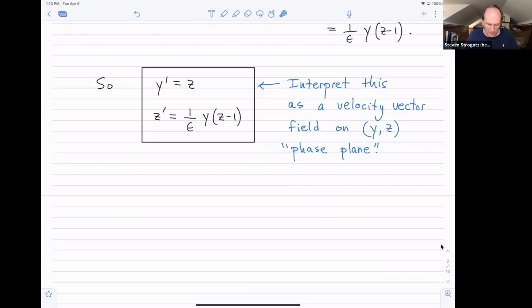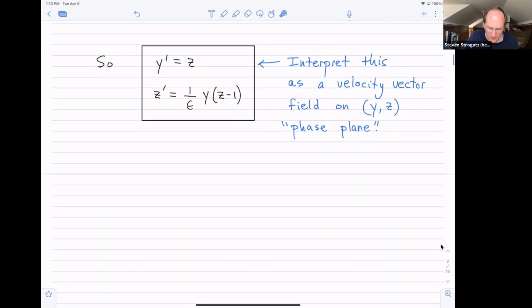Well, let's draw a picture. This part of the analysis becomes very visual, as opposed to what we've been doing throughout the course, which has been extremely analytic. We can actually draw some pictures now.